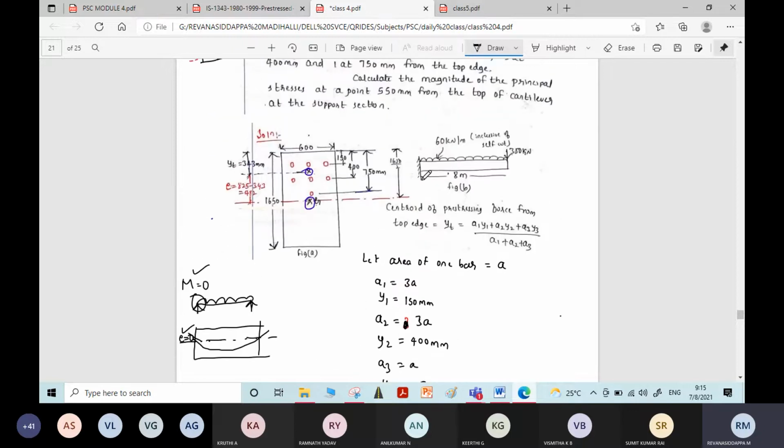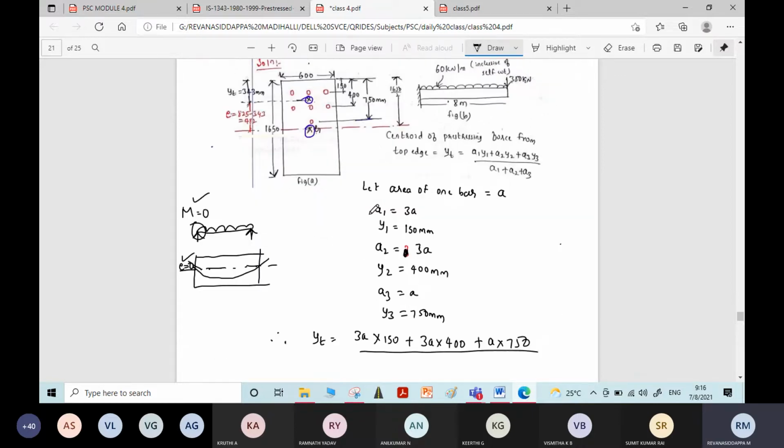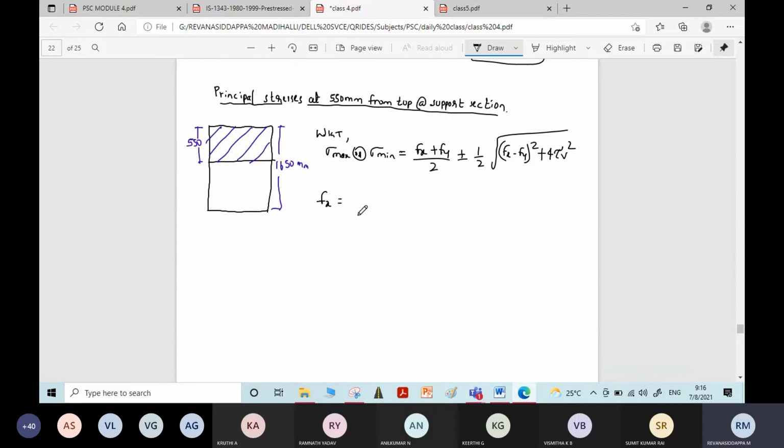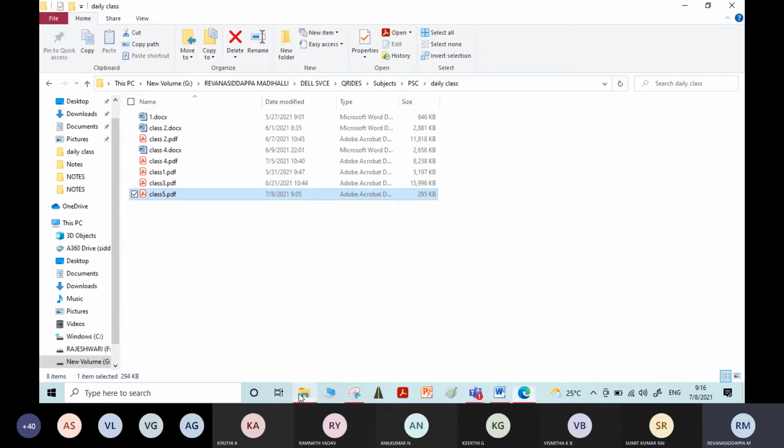But in this particular problem, what is the type of support given? It is a cantilever support. For a cantilever support, at the support there exists a moment. Even the eccentricity exists, because the cables provided here are straight cables. Throughout the length of the beam, the cables have an eccentricity of how much? 482 mm. Therefore, for the formula for fx, refer to module 1.